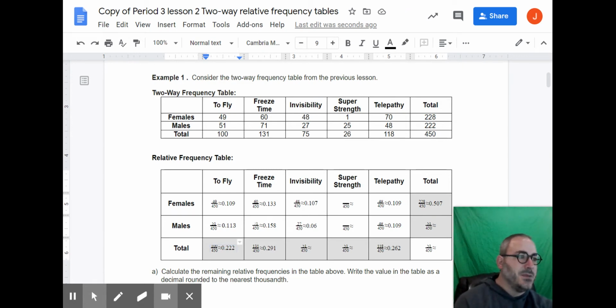About 22%. Similar here. Oh, this one was already done for us, right? 131 total people that wanted to freeze time, males and females together. 131 divided by 450 was approximately 0.291, or 29.1%. And that's kind of how it's done, folks. Total number of people who wanted invisibility was 75 total. So over here, I'm going to stick 75 divided by 450. I put that in the calculator, which gives us 0.166 repeating.